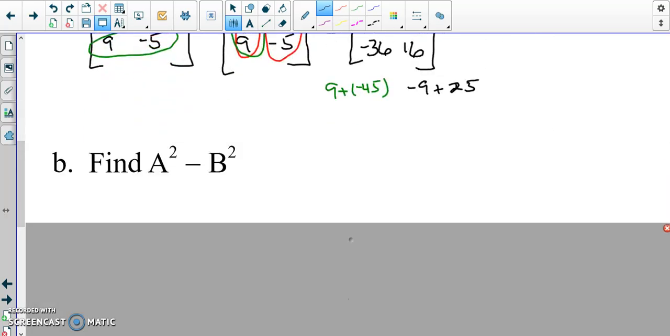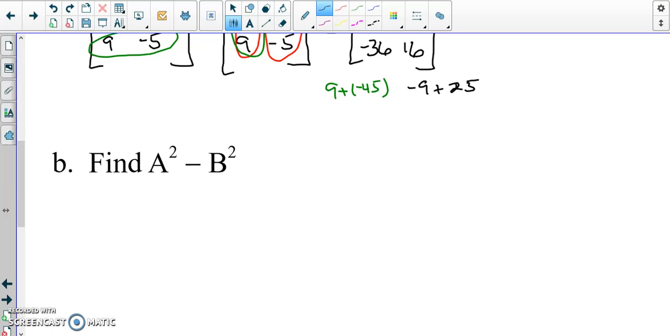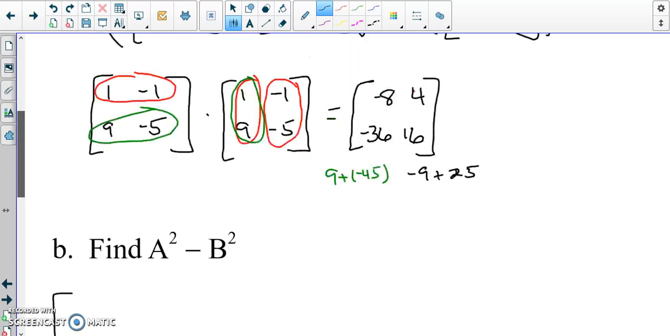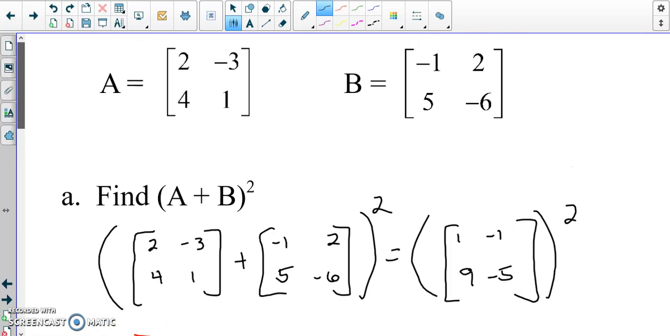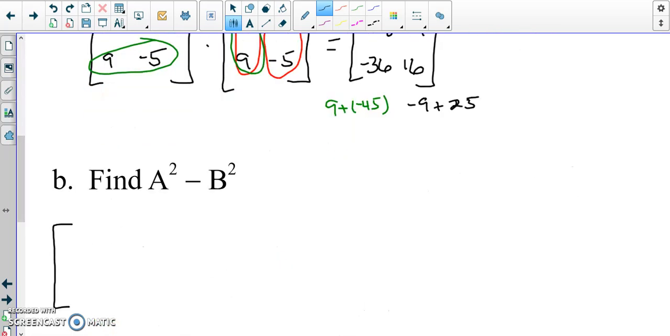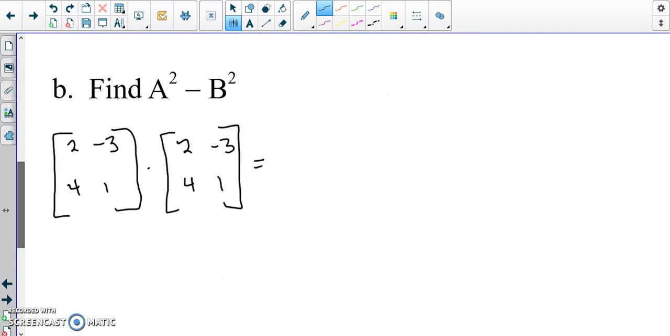Now for part b, it says find A squared minus B squared. This one actually takes a little bit more work because we have to square both of them. So let's figure out what A squared is by taking A times A. Now remember, A is 2, negative 3, 4, 1. So I got 2, negative 3, 4, 1 times 2, negative 3, 4, 1. Row times column. 2 times 2 is 4, plus negative 12. It's going to give me negative 8.